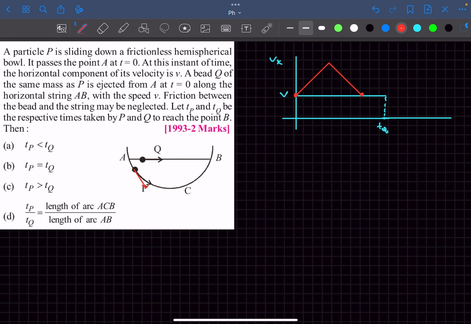Now, clearly, by just comparing the areas under these curves, which is actually the displacement, the area under the curve must be the same for both of these. For Q, this is the area under the curve, and this will be equal to the distance AB. So obviously the time taken by P will be less than the time taken by Q. By the graph, we can clearly see that the time taken by P is going to be less than the time taken by Q, and hence option A is the correct answer.